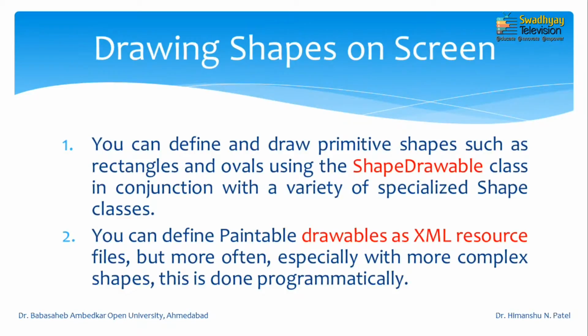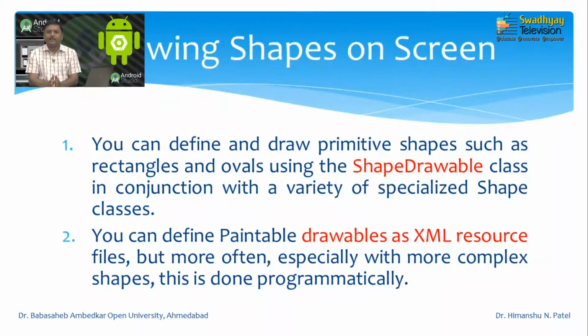For example, for rectangle there is a rect shape, for oval there is an oval shape. So, this shape drawable class is used in conjunction with other classes, which are specialized for drawing a particular shape. You can also define paintable drawable classes as an XML resource in a separate file, and then you can fetch these XML resources inside your image view programmatically.